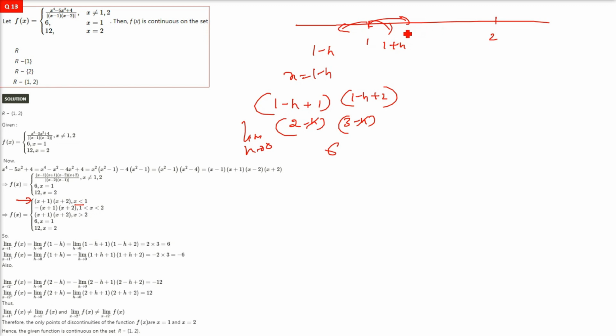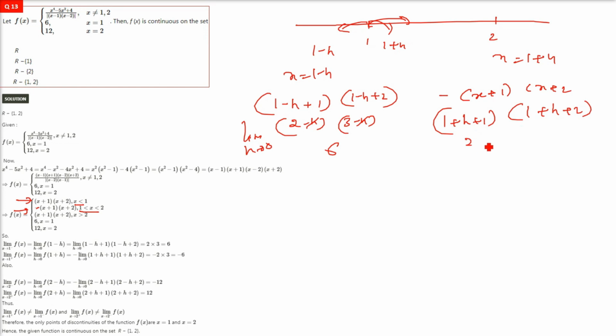Now in between 1 and 2. As I said, when you go above 1 and below 2, you have to use 1 plus h, keeping in minus x plus 1 into x plus 2. Again, just replace x by 1 plus h. So you get 1 plus h plus 1, 1 plus h plus 2. So 2 plus h you get, and 3 plus h you get. Negative will be there. So you get minus 6, negative 6 here.